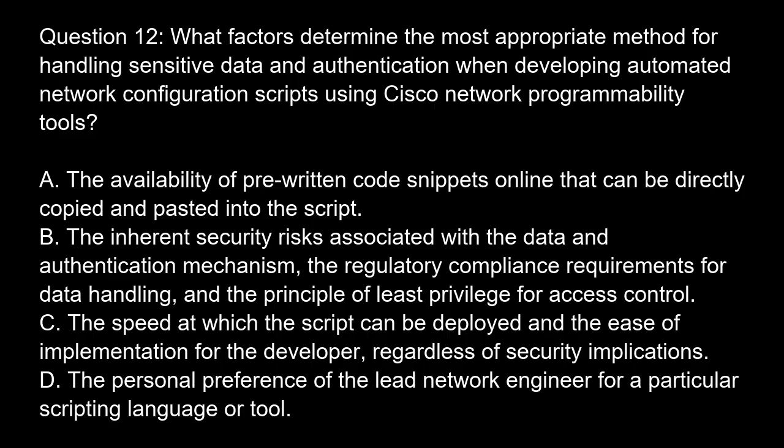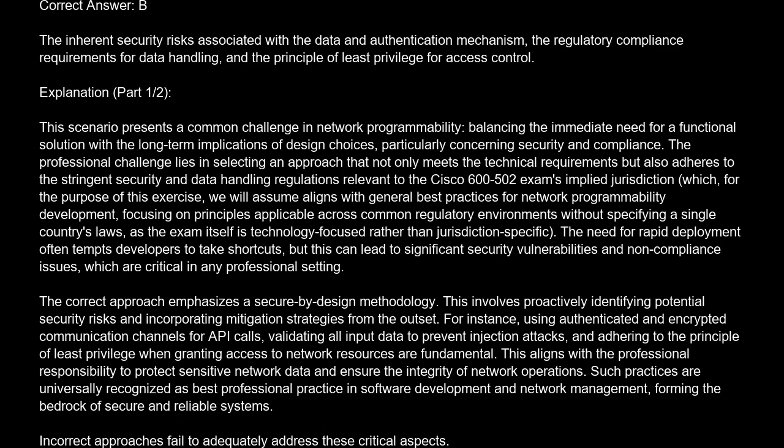Option C. The speed at which the script can be deployed and the ease of implementation for the developer, regardless of security implications. Option D. The personal preference of the lead network engineer for a particular scripting language or tool. The correct answer is B. The inherent security risks associated with the data and authentication mechanism, the regulatory compliance requirements for data handling, and the principle of least privilege for access control.